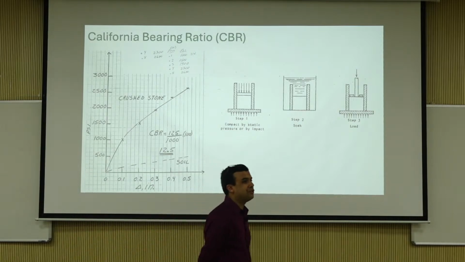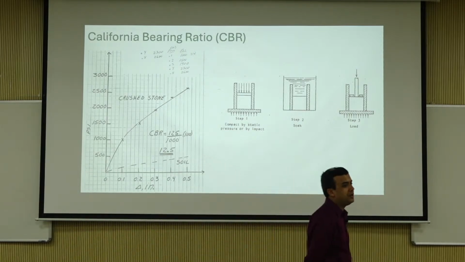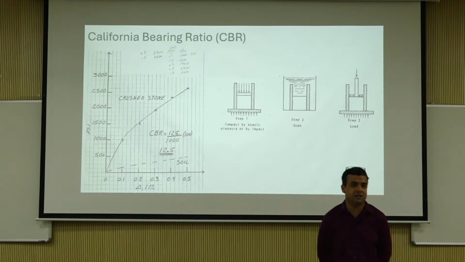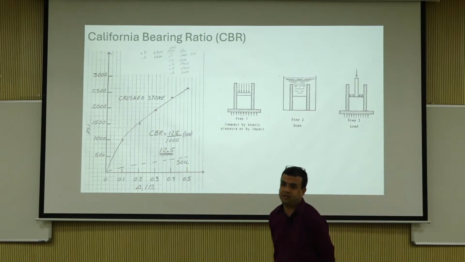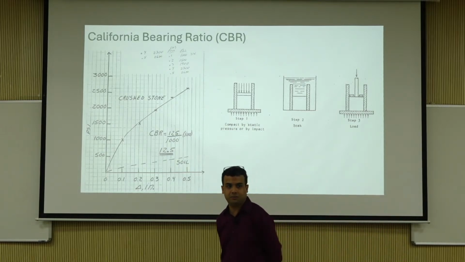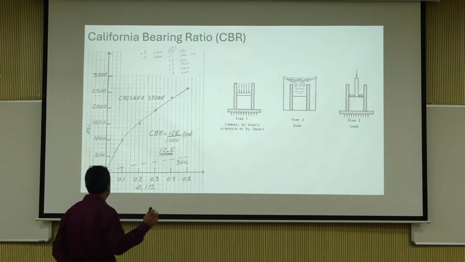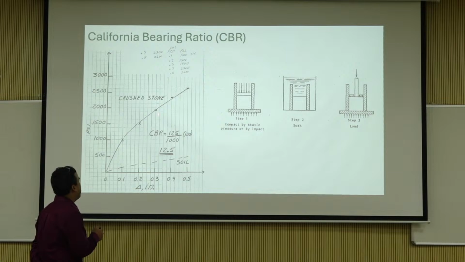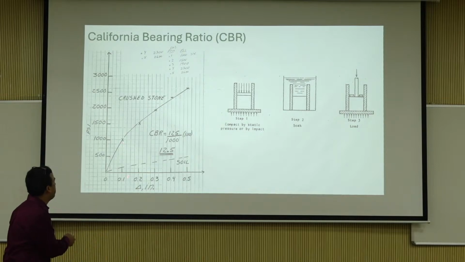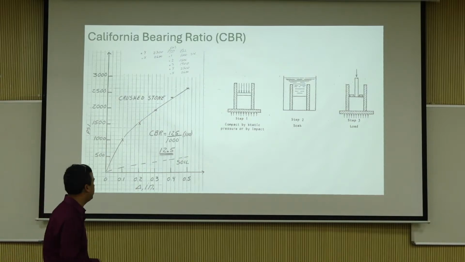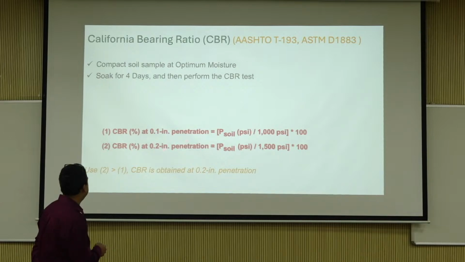There are two schools of thought. Some people say it should always be referred to as a percentage, and some people don't. I'll let you do what you do. I usually write it as a percentage, but it's not a requirement. You actually measure at both penetrations. If by any chance your 0.2 inch measurement gives a higher value, then you report that instead of the 0.1. So that's basically it: you use 2 if it is greater than 1.